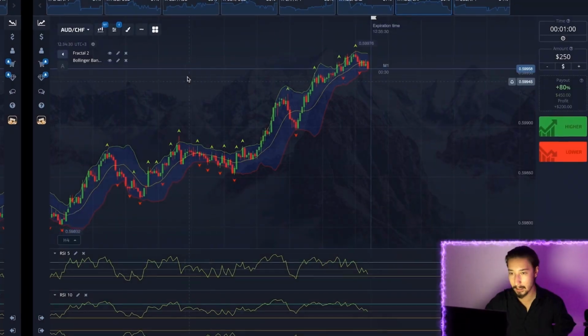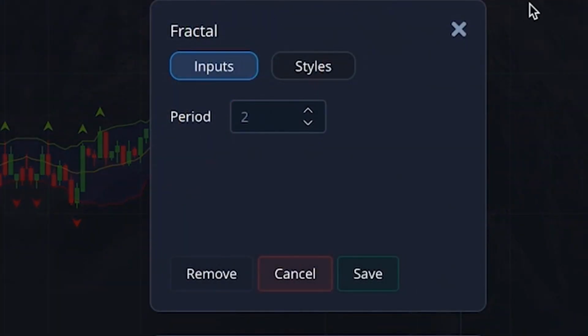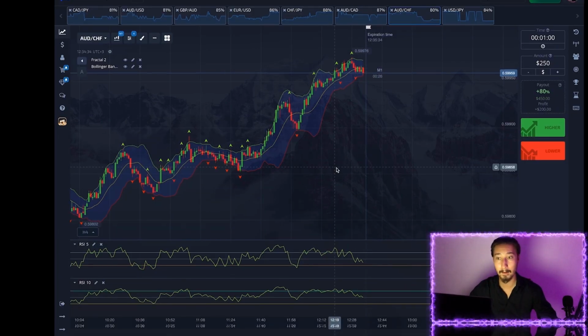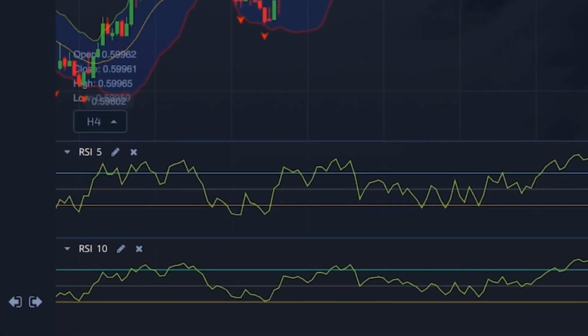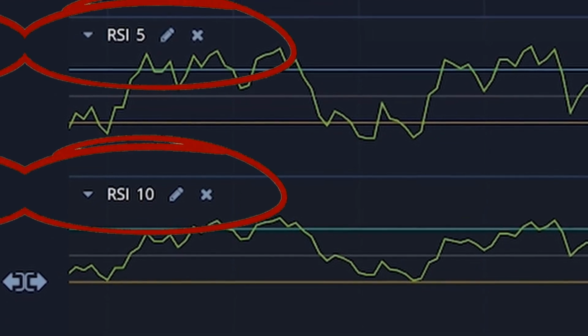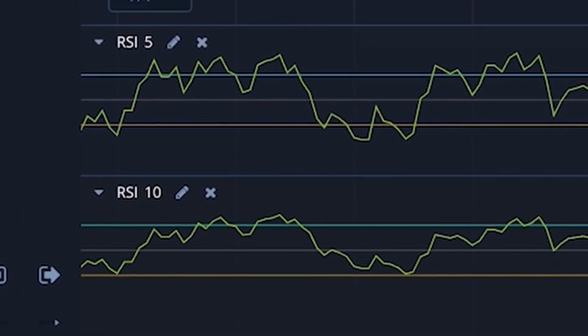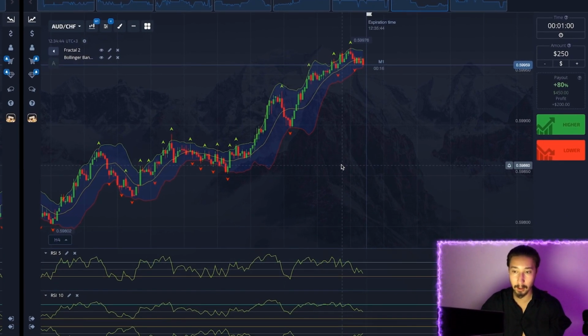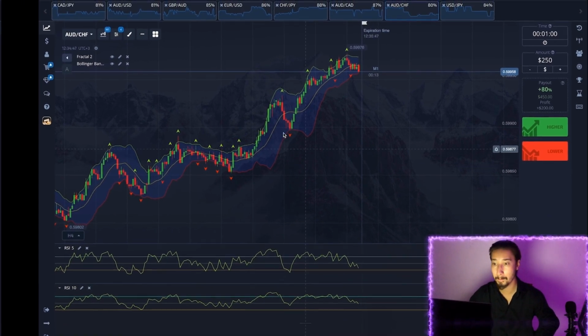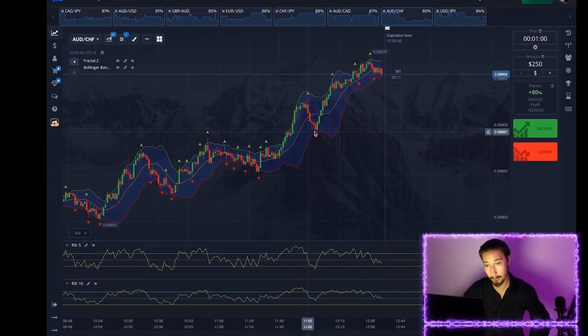Today we have the following selection of indicators for analysis. This is a Bollinger Bands with a period of 13, deviation of 2. Fractal with the default settings for this broker, and two RSI oscillators. The first with a period of 5, the second with a period of 10. We also leave the overbought and oversold area at the default 70 and 30.